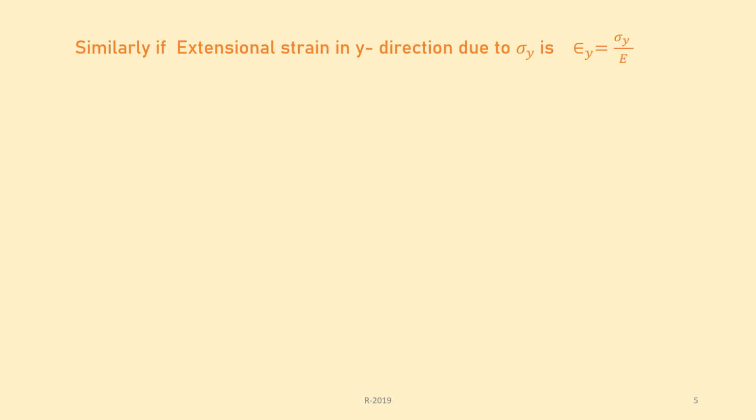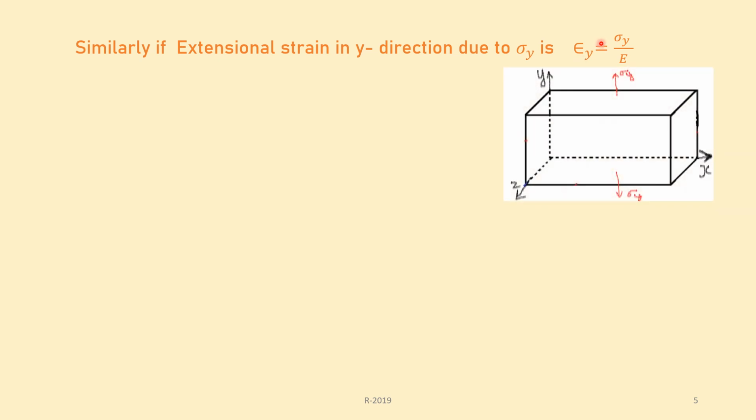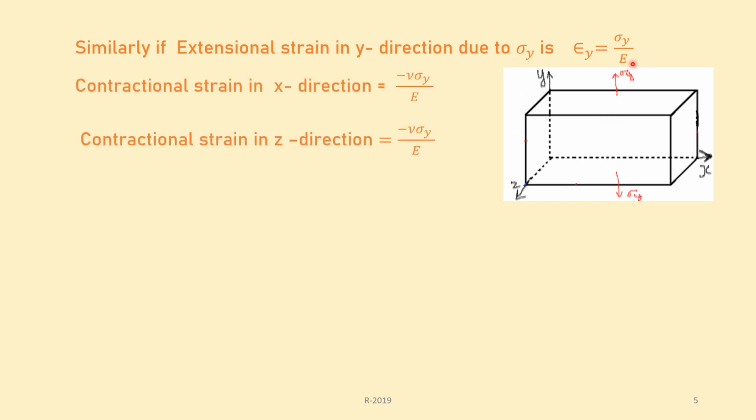If the extensional strain in y direction due to sigma y is epsilon y is equal to sigma y by E, capital E, then the contractional strain in x direction is minus nu into sigma y by E, as well in z direction is minus nu into sigma y by E. So this is the extensional strain due to sigma y, and these are the contractional strains in x and z directions.